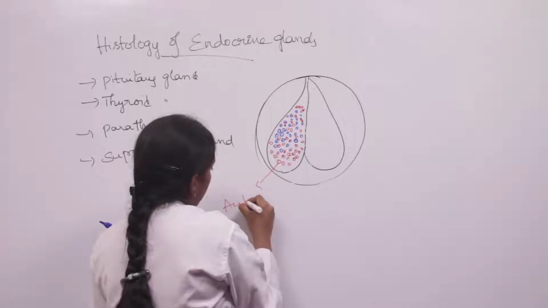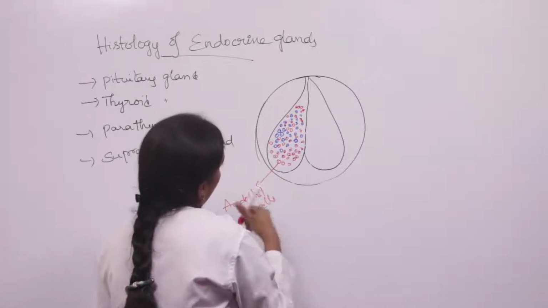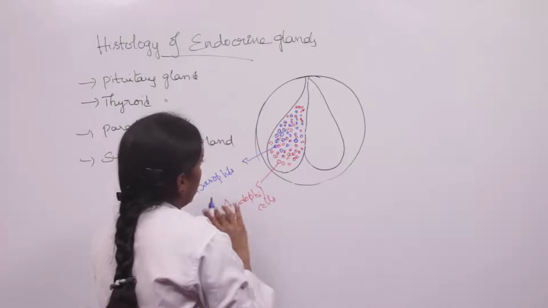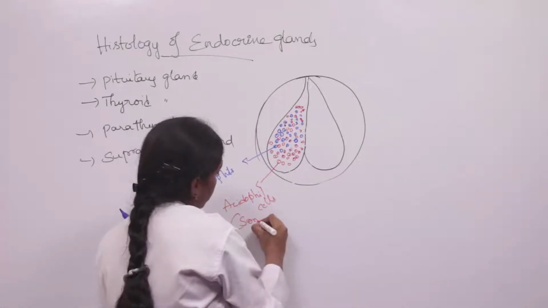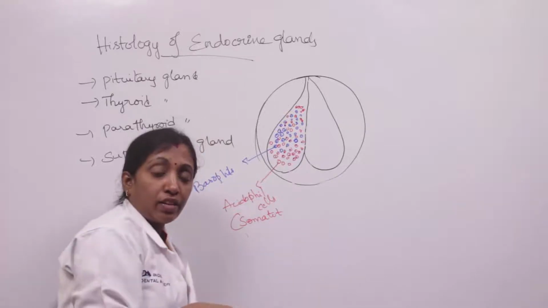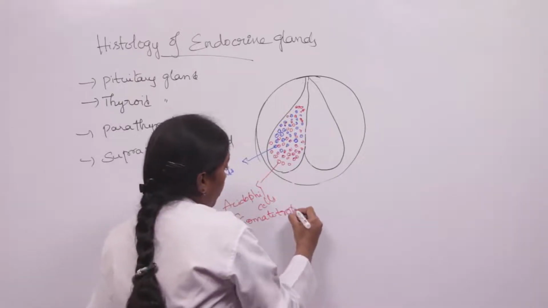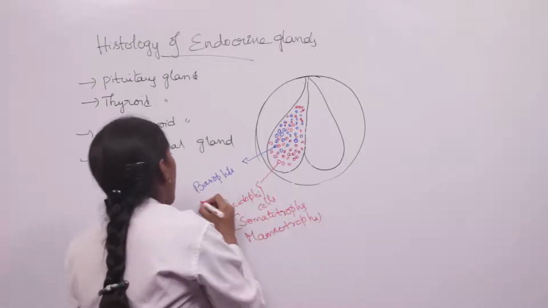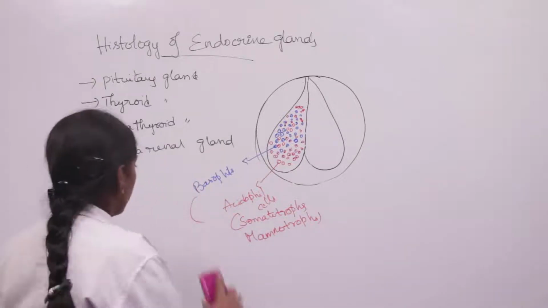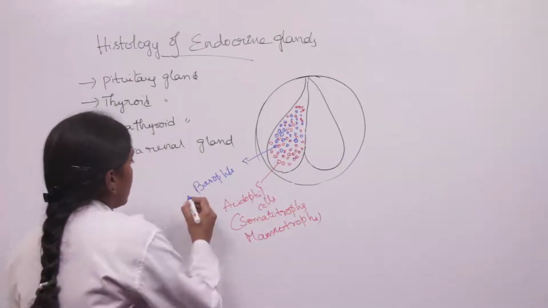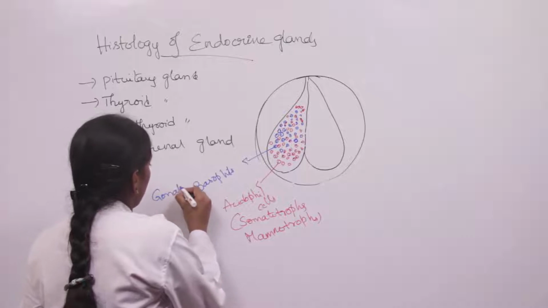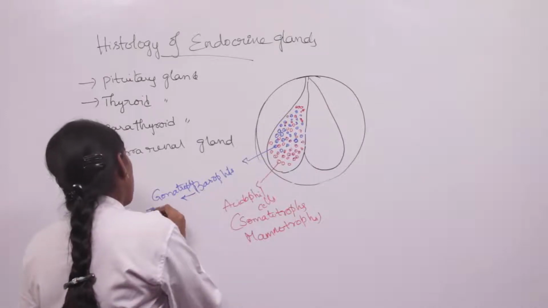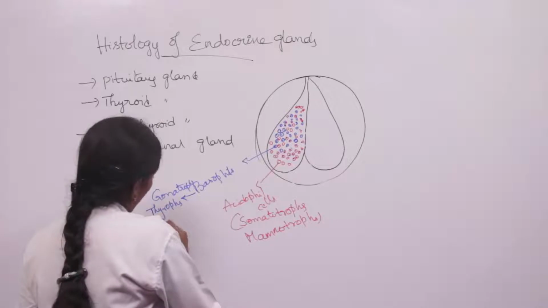So these are the eosinophil cells, and the blue ones are the basophil cells. The eosinophil cells we have already discussed under the gross anatomy of hypophysis cerebri: somatotrophs and mammotrophs. And the basophil cells are gonadotrophs, thyrotrophs and corticotrophs.